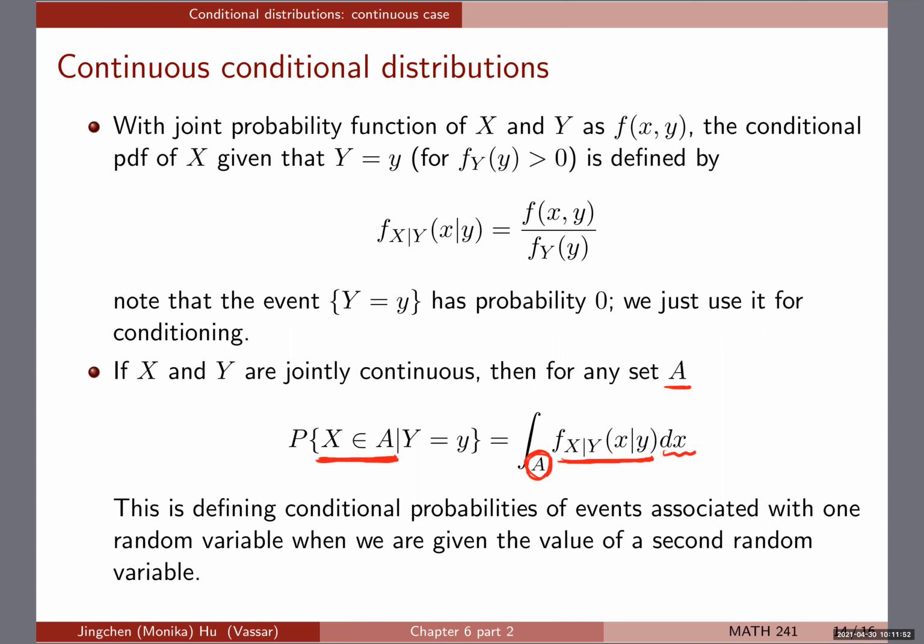Think about this for a second. We're defining conditional probabilities of events associated with one random variable, x, when we are given the value of a second random variable. We're using this just as a way to condition. We know the probability is always 0, but when you do the calculation, you're using the marginal of y, which is not a 0 thing when you specify it. So this is the definition, and down here, in practice, if you're trying to figure out a conditional probability of a certain event, you integrate the conditional distribution with respect to this random variable over the region A.